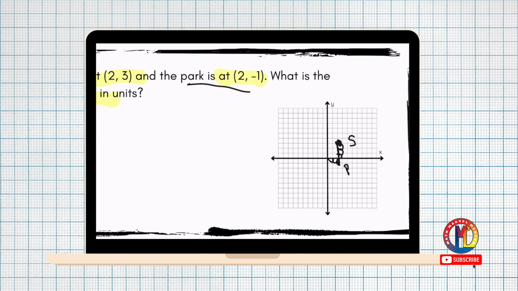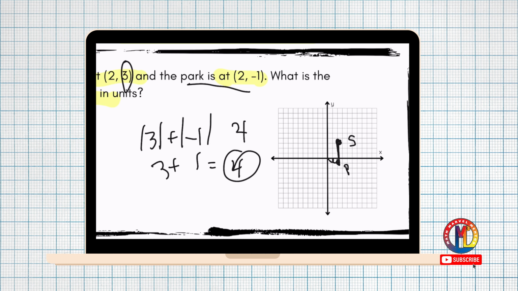So I want to know the distance between here, and you can count them, 1, 2, 3, 4. The distance is 4. Or you could also look at the absolute value of your y coordinates, because x is both 2. And then I have the absolute value of 3 plus the absolute value of -1, which is the same as 3 plus 1. The reason absolute value is never negative is because distance is a measurement, and we can never have a negative measurement. It's always going to be positive. So our answer would be 4 units.